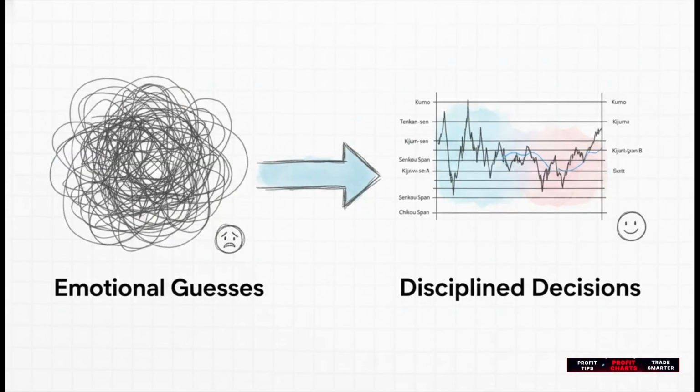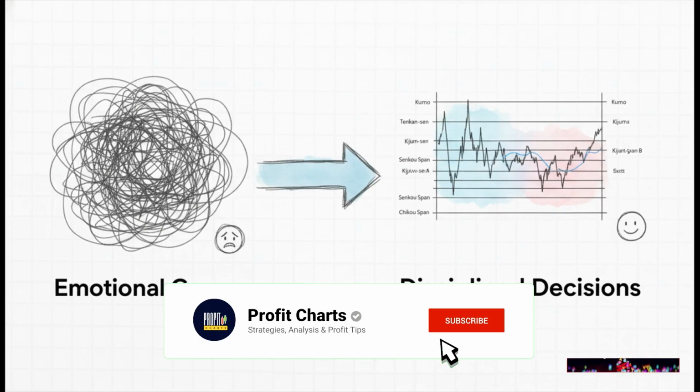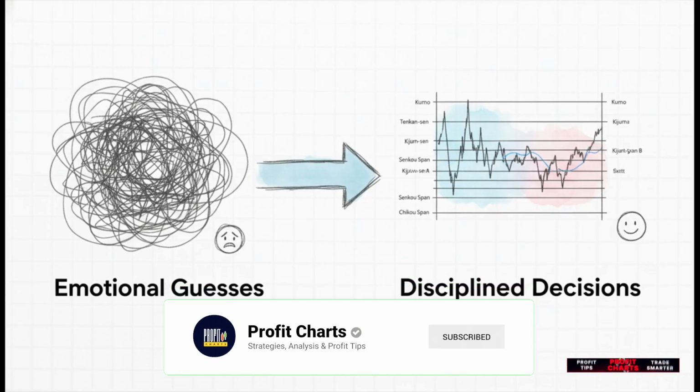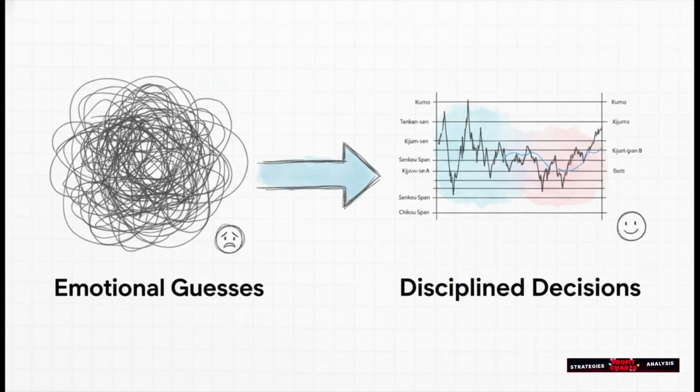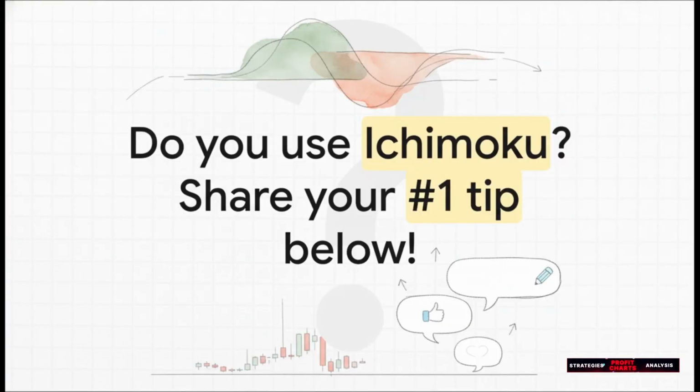So if you take one thing away from this whole explainer, let it be this. The Ichimoku Cloud is so much more than just another indicator. It's a complete, holistic framework for looking at the market. It provides structure, it provides context, and it gives you clear rules, helping you make disciplined, high-probability decisions instead of just emotional guesses. And with that, we have officially demystified the cloud. What started out as chaos is now, I hope, a crystal-clear dashboard.